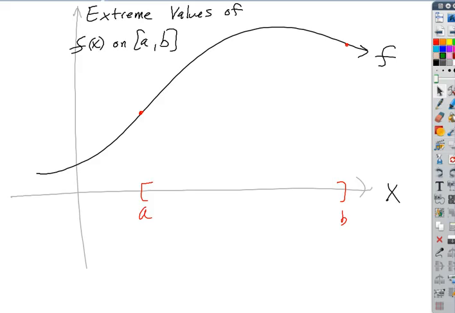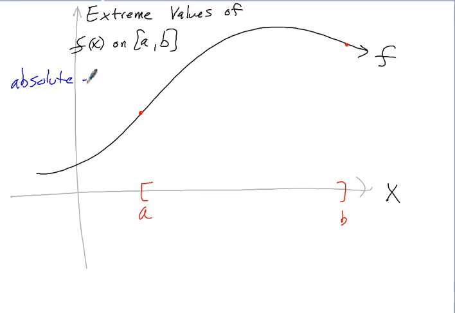All right, so here we are. We want to find the extreme values of this function, f of x, on some interval. Now, we're going to call those absolute extrema. So we have an absolute maximum and an absolute minimum.